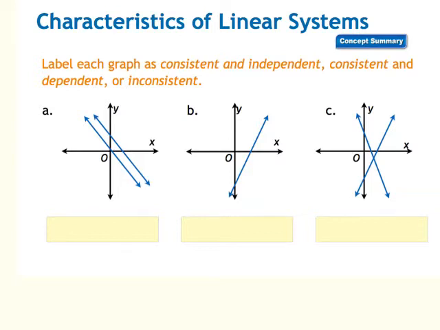The first one, which is A, has two lines that are parallel. So I'm just going to write that: graphically, they would be parallel. B, graphically, that would be one line, or the same line. And then C, graphically, that would be intersecting lines.